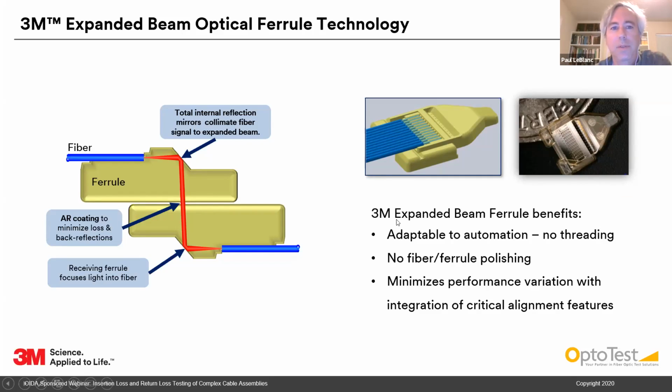And so some of the benefits of this geometry is that having the grooves here to receive the fibers rather than holes makes it adaptable to automation. The ferrule itself is ready to go. There's no polishing of the ferrule or of the fiber. And all of the critical alignment features for alignment of one ferrule to another are embedded in the geometry of the ferrule. So there's no external guide pins, for example, to help maintain critical alignment features. And so this helps with the performance and durability of the connection.